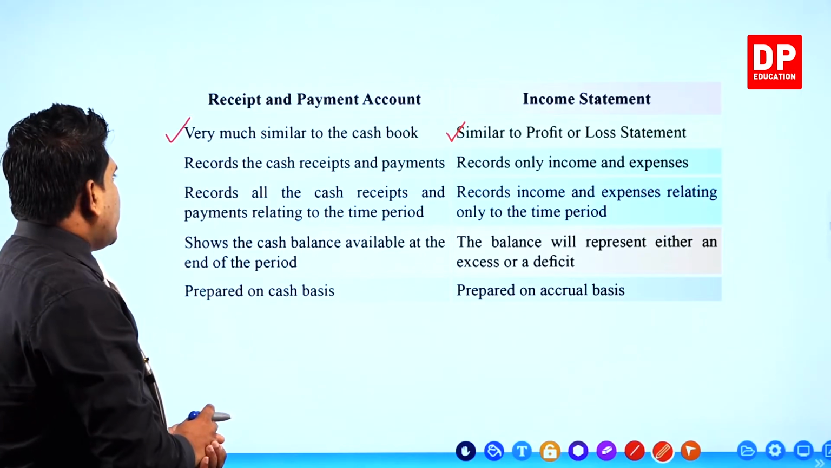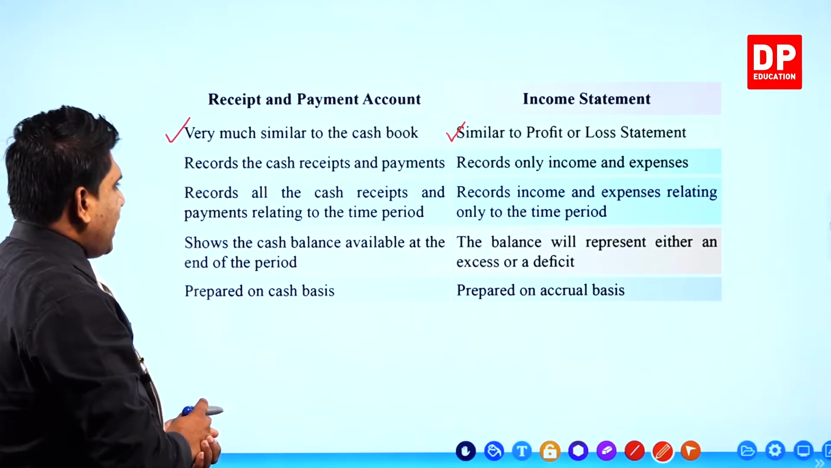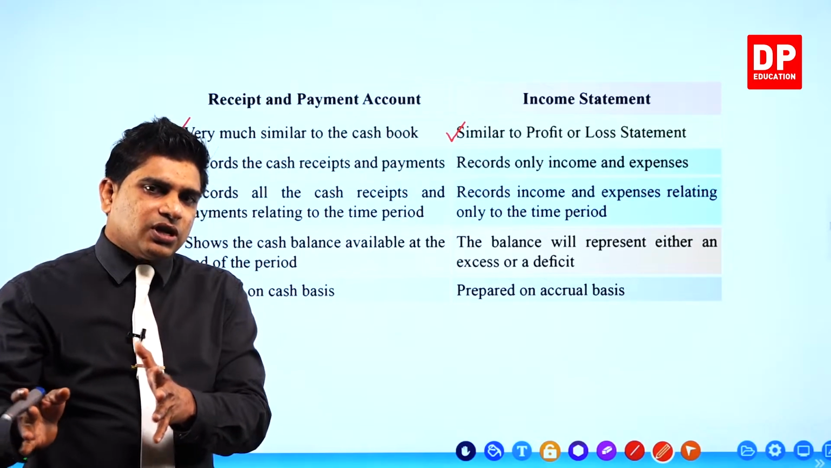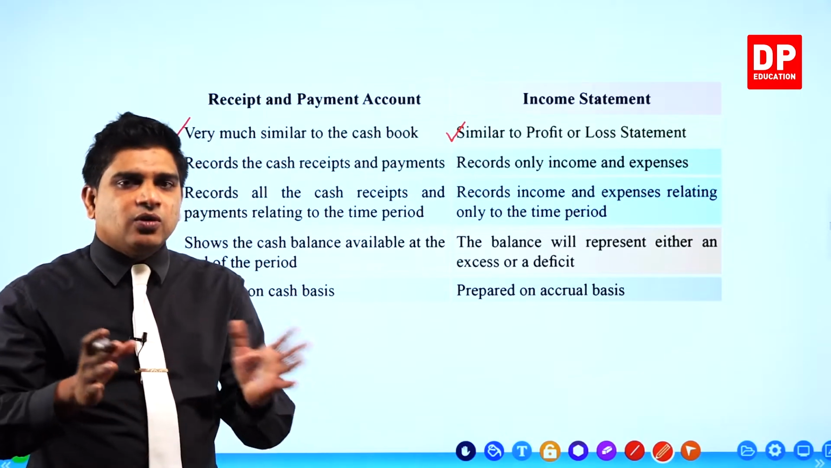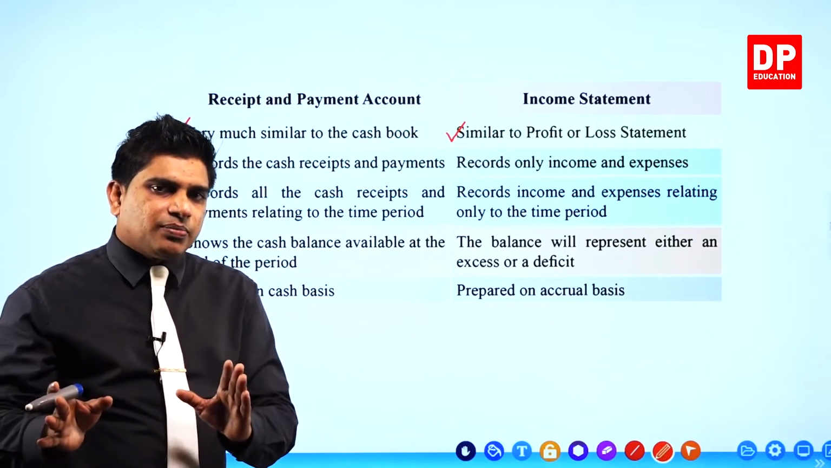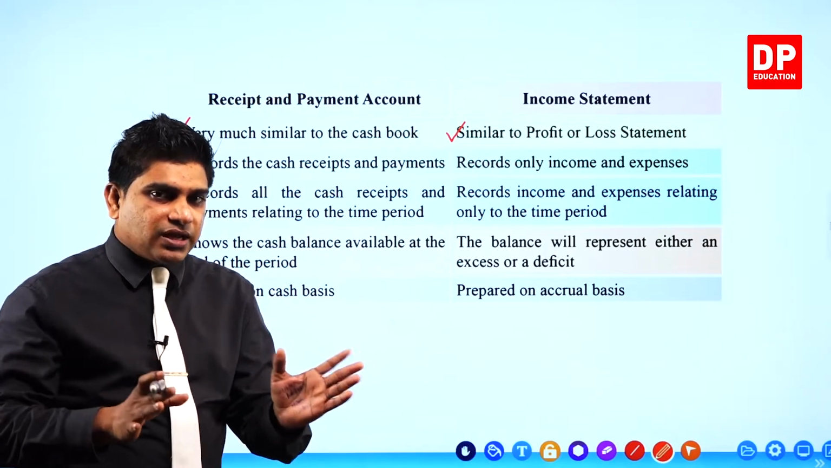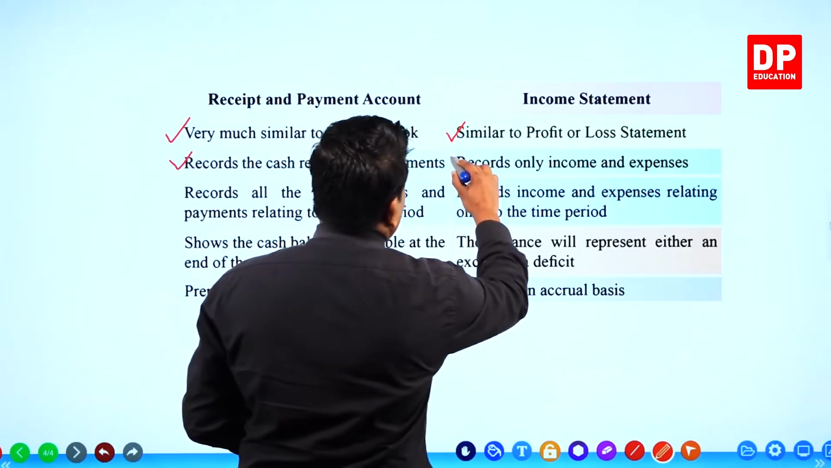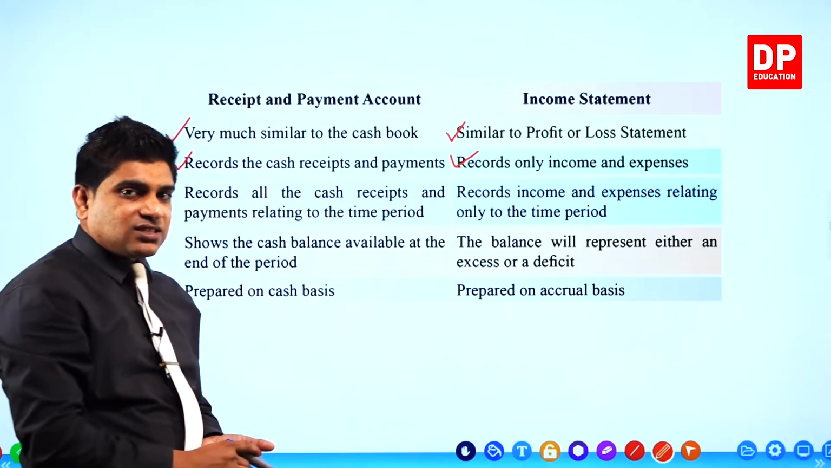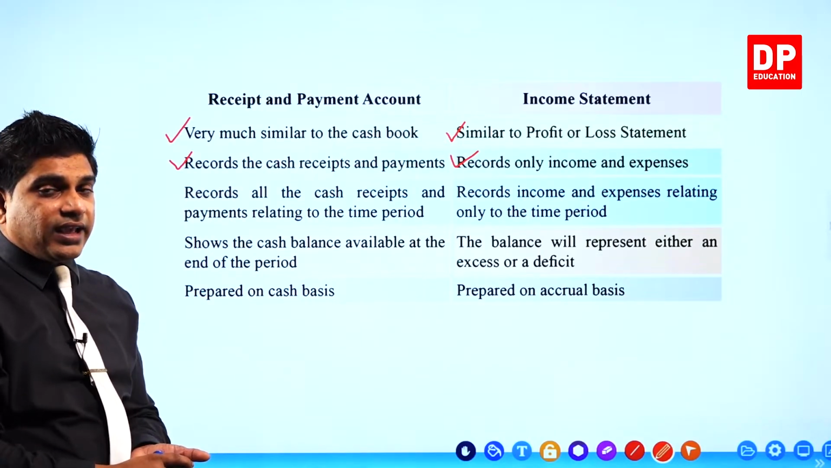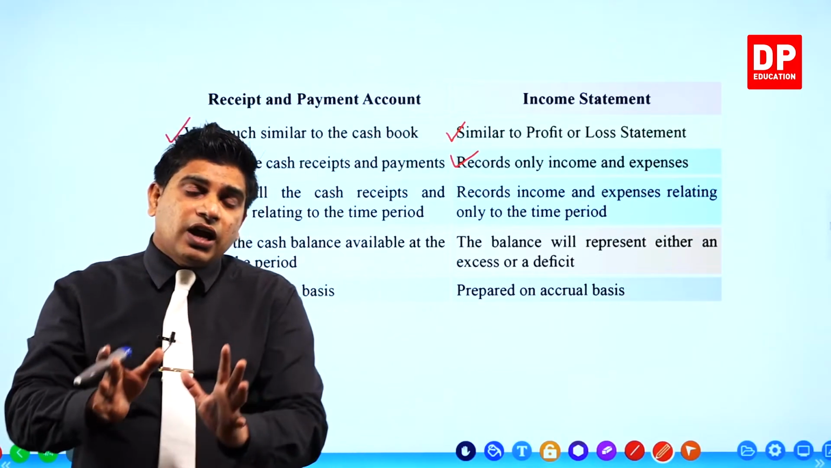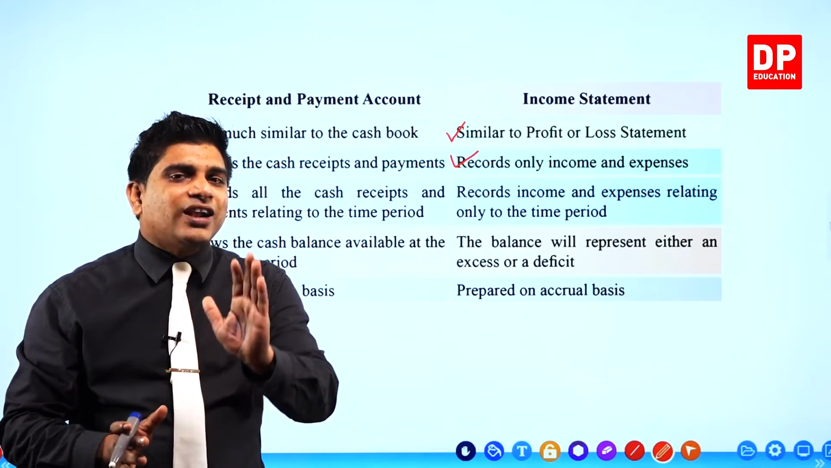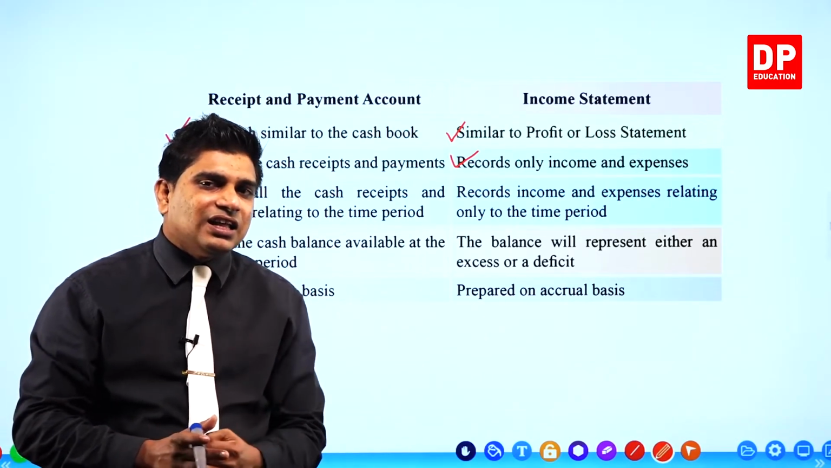The receipts and payment account records cash receipts and payments. What did we record in the cash book? Cash receipts and payments. Here also the same way. We record only the received cash and paid cash. The income statement records only income and expenses. For example, obtaining a bank loan of 100,000 can be recorded in the receipts and payment account, but you can't record the same detail in the income statement.